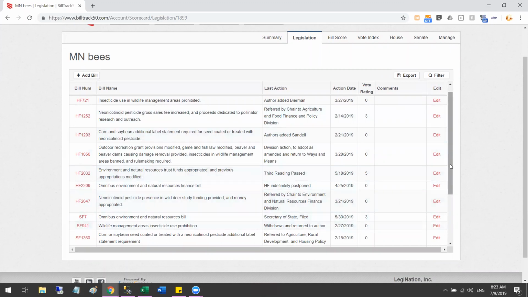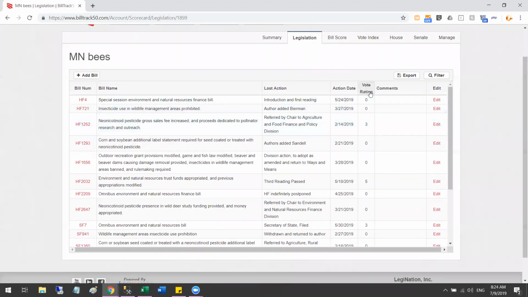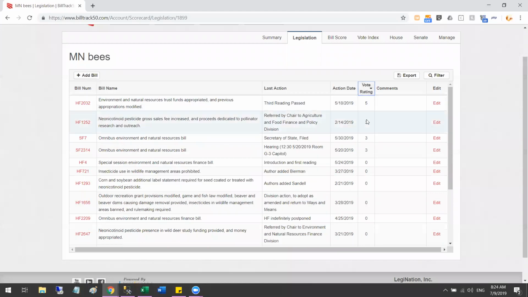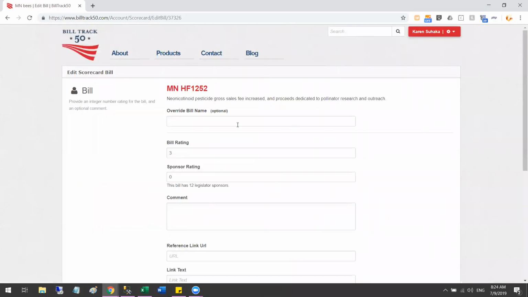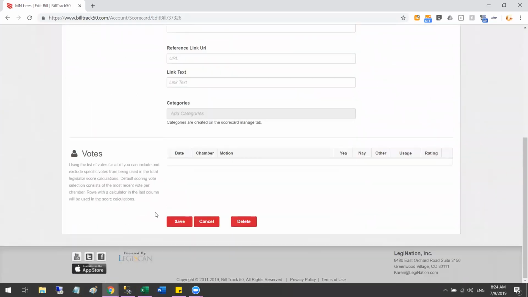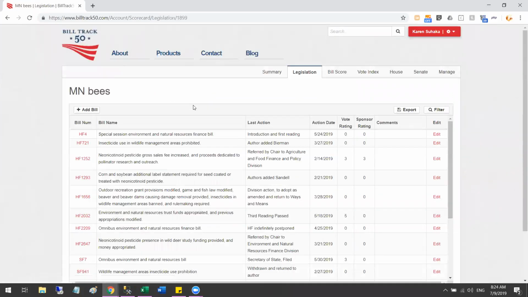And so I'm going to sort this by the ones I rated. So here's the ones that I rated. And then for the bees one, I am going to edit this. And in addition to giving it 3 points for voting on it, I'm going to say that these people who sponsored it, they are right-thinking people. They get 3 bonus points for having put their name on that. So I'm going to go ahead and save that.